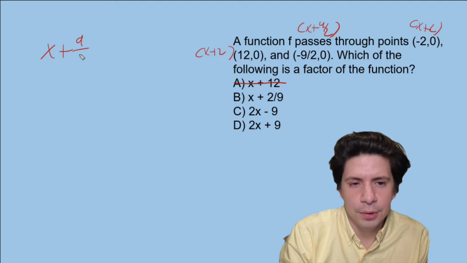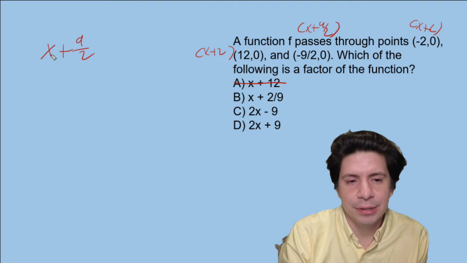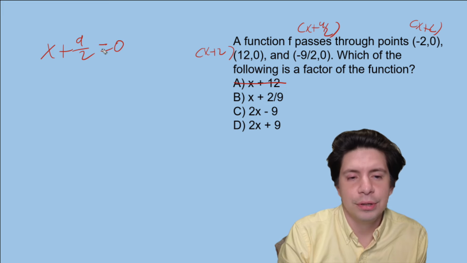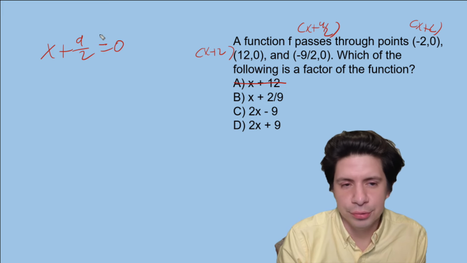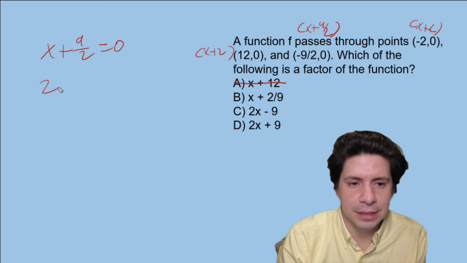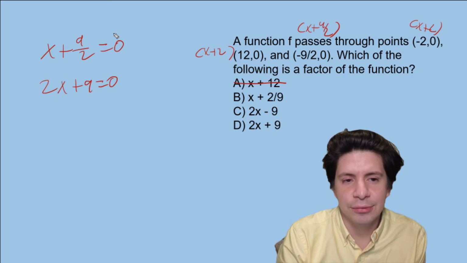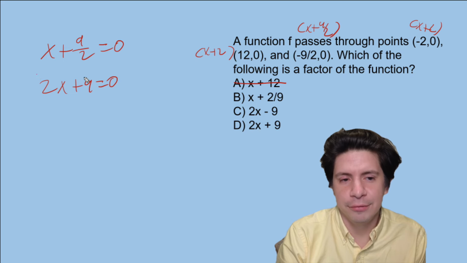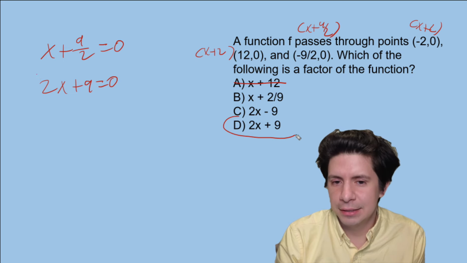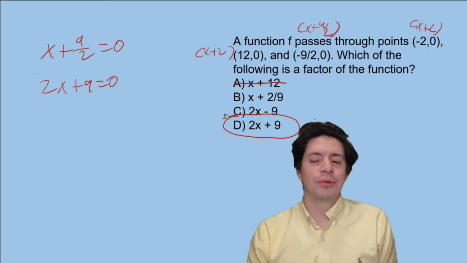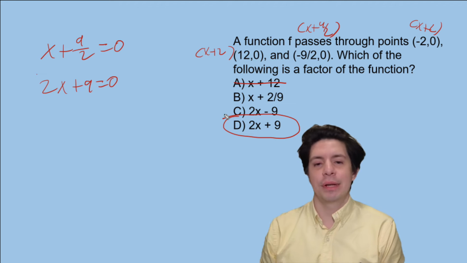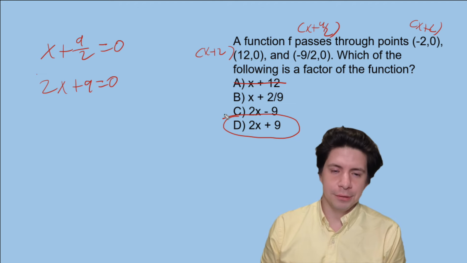right, can be written a different way, right? Equals 0. You could multiply everything by 2 to get the 2 out of the way, and you're going to get 2x plus 9 equals 0. And now it still gives you the same value. And if you look, you have D as an answer here, right? So this is one of the easier questions, I think, but still worth going over.